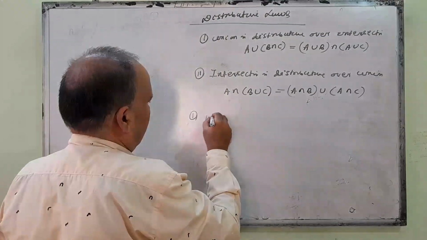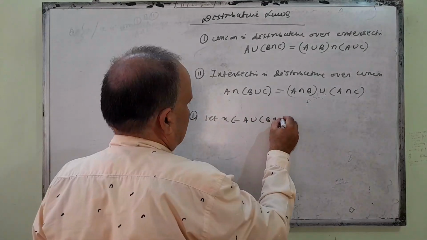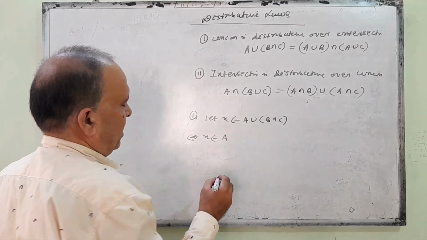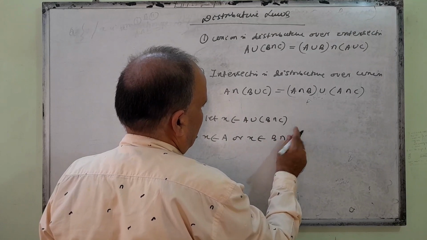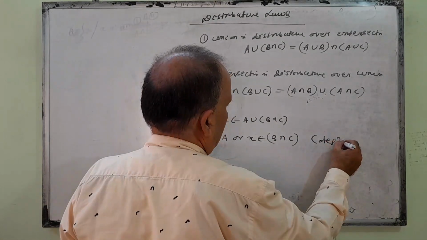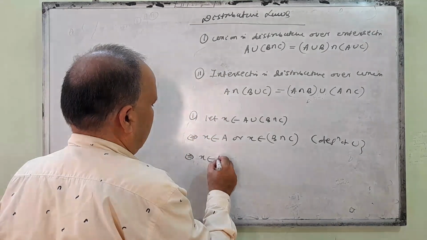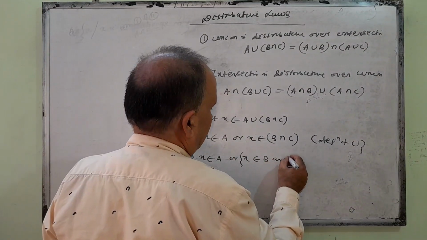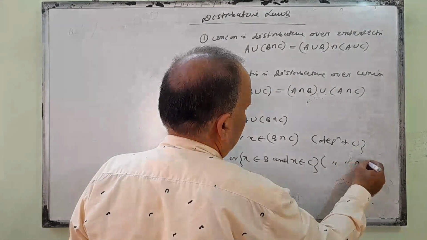First one is union is distributive over intersection. First proof. Let x belong to A union B intersection C. Implies and is implied by x belongs to A or x belongs to B intersection C. This is your definition of a union. Next come to your x belongs to A or x belongs to B and x belongs to C. This is your definition of a intersection.